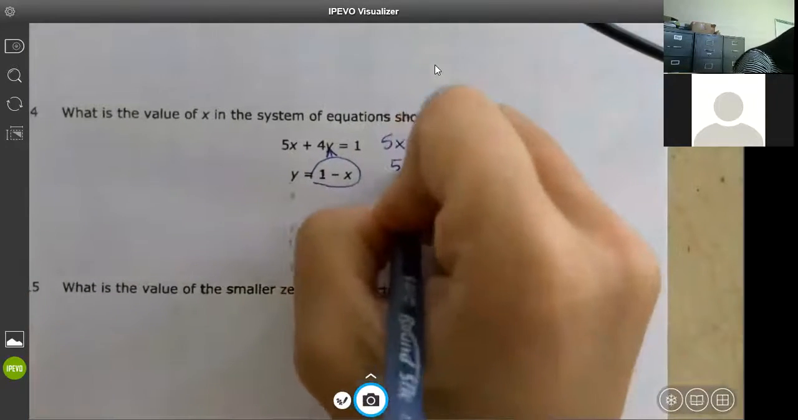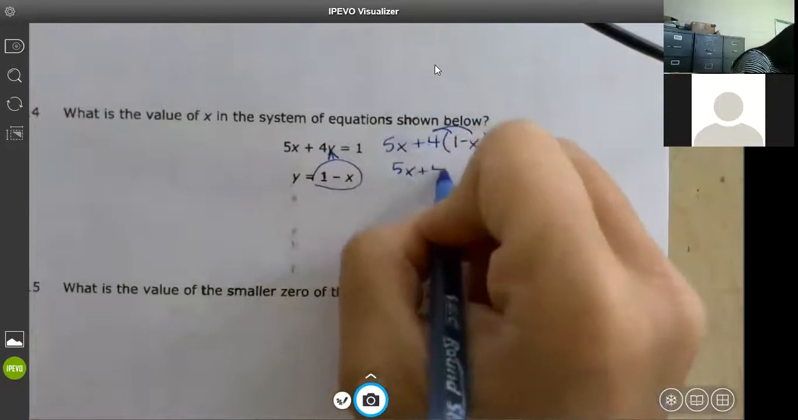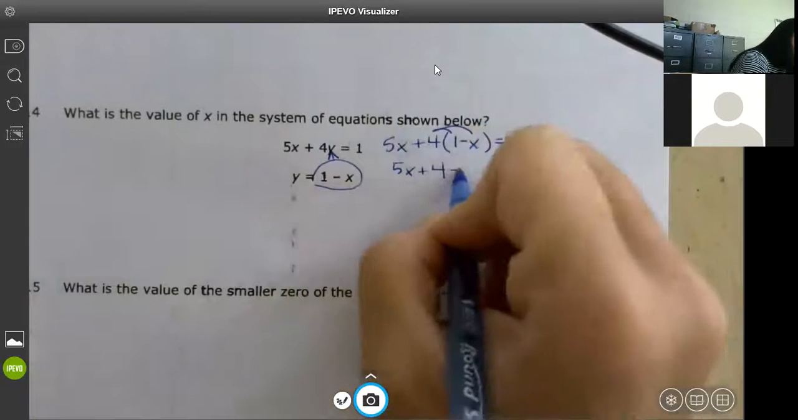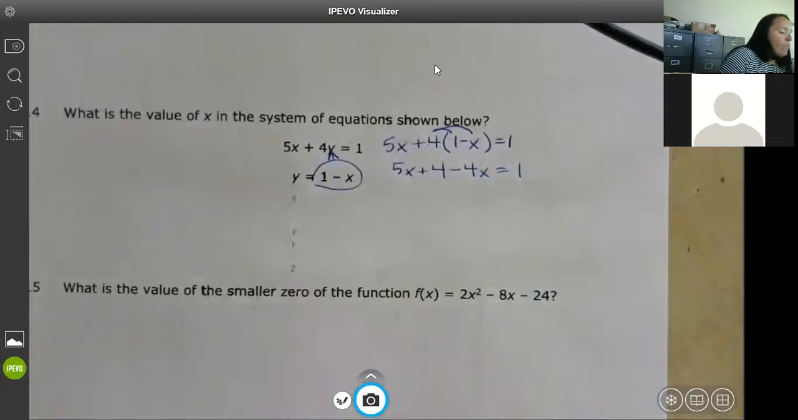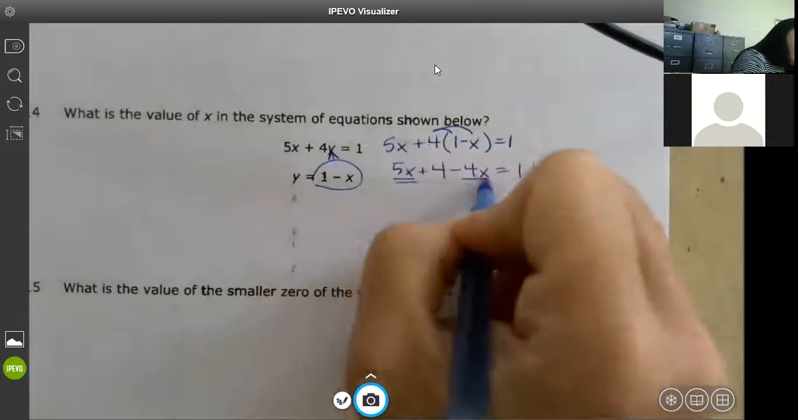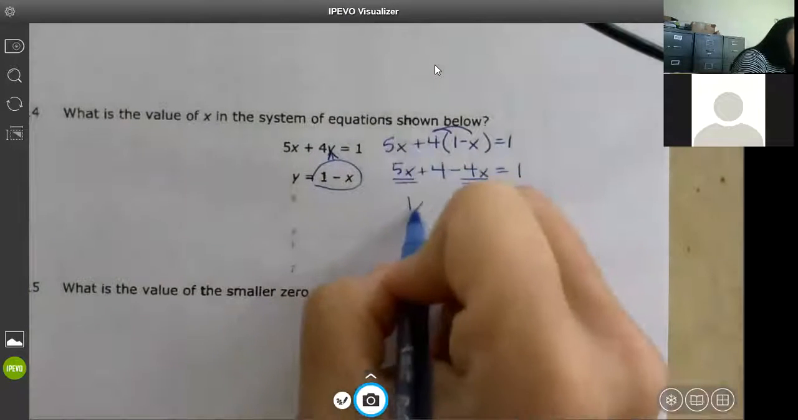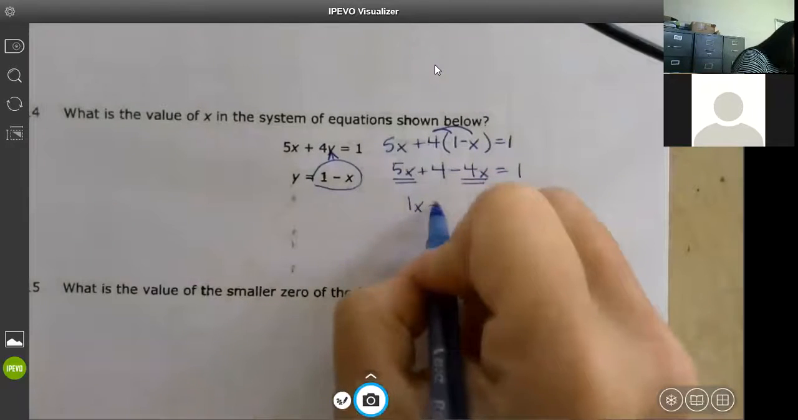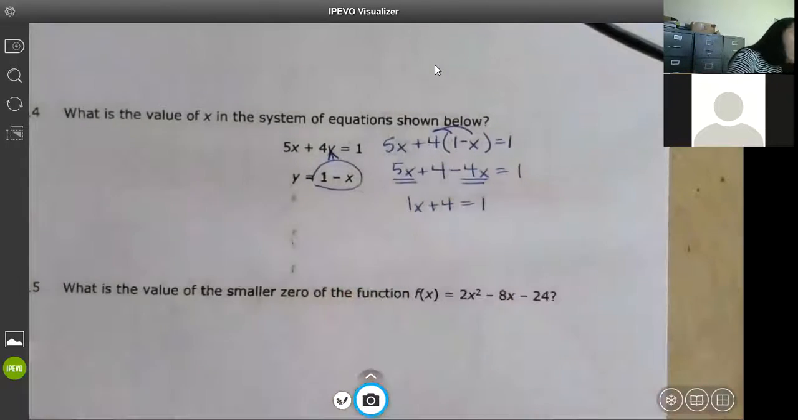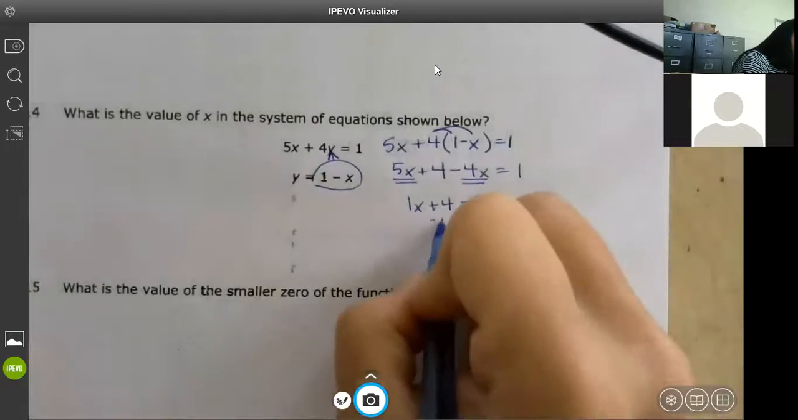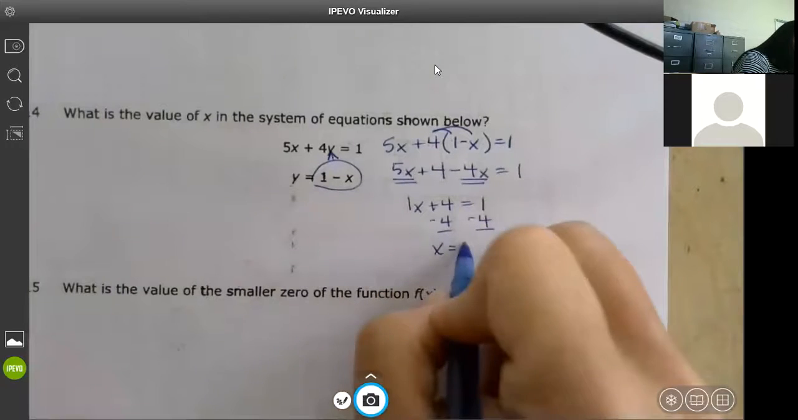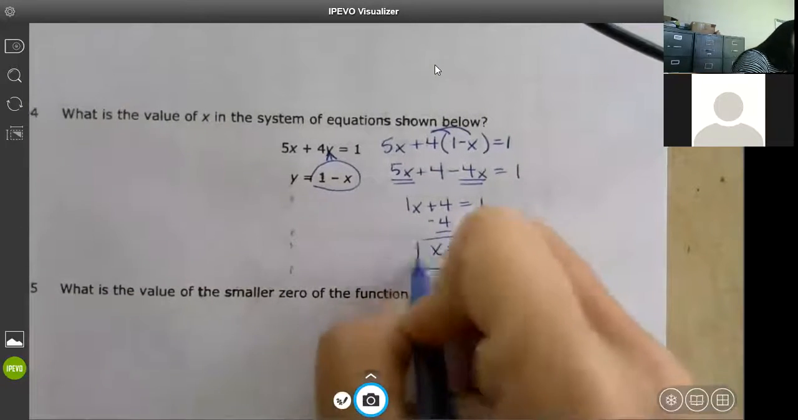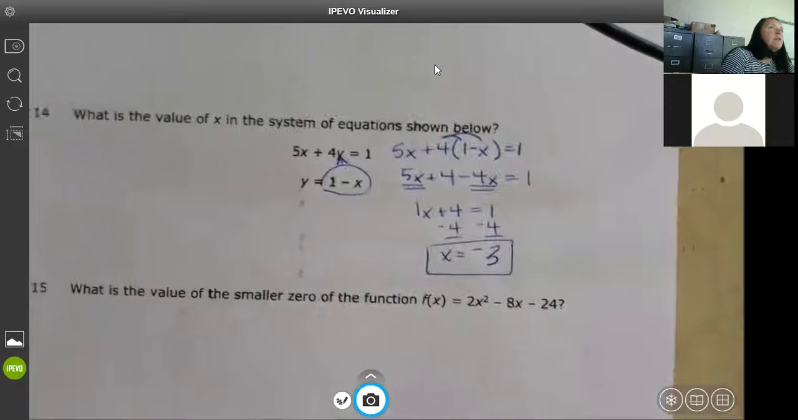So we didn't touch the 5x. 4 times 1 is 4. 4 times negative x. Yep, just squish it together. What is 5 minus 4? 1x. And you can put the 1 or not. It doesn't matter. Write what you have left. Plus 4 equals 1. How do I solve? Subtract the 4. And I get x equals 1 minus 4 is negative 3. It asks for the value of x. We are done.